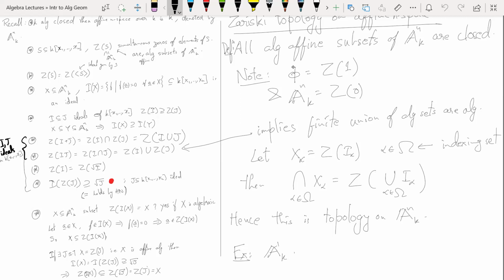Z(I) intersection Z(J) is Z of I union J. But this you can do for an arbitrary collection. You don't have to do it for finite. So let X alpha be Z of I alpha, alpha in some indexing set omega, where I alpha are ideals contained in k[x1, ..., xn].